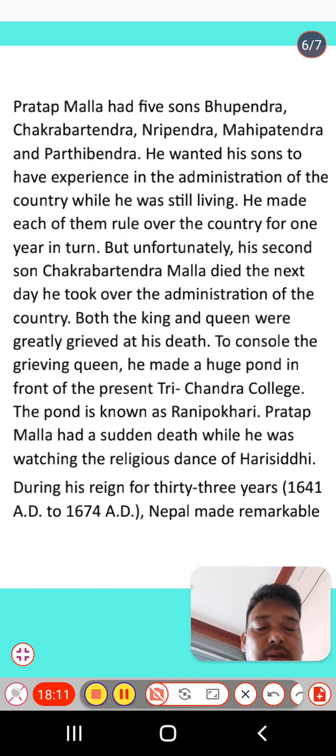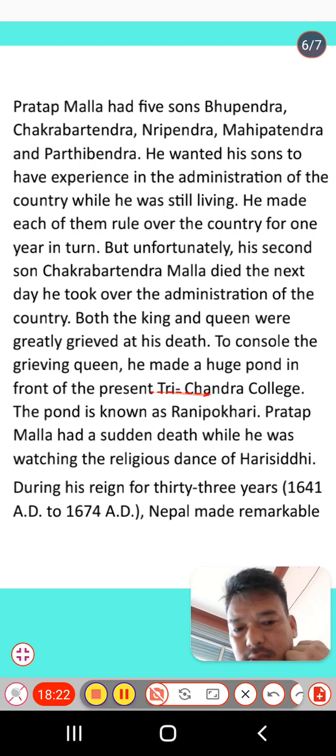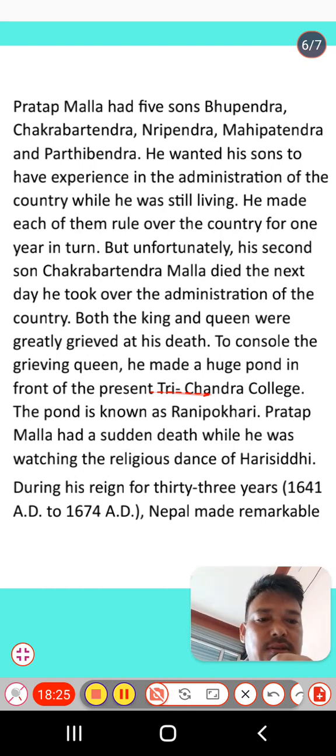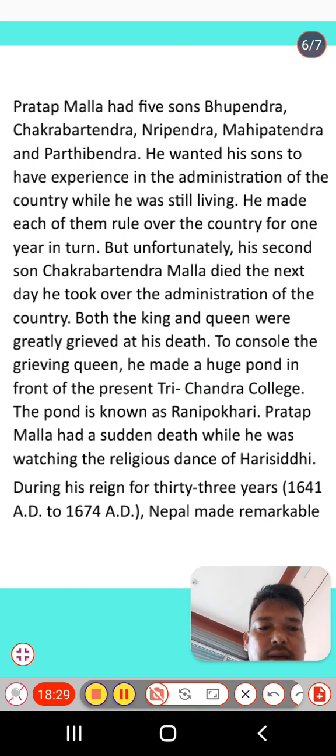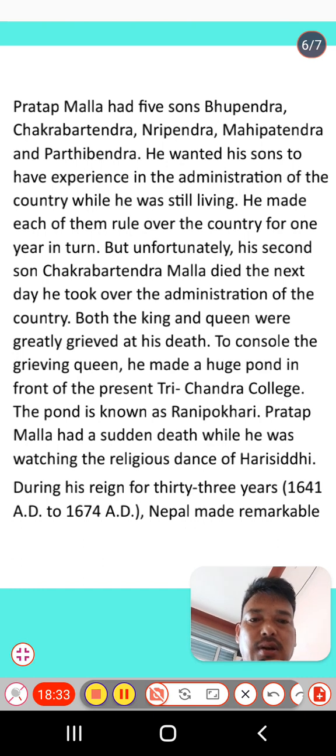Students, after the death of the son, both the king and the queen were very, very sad and in grief. And for that, to give condolence to the queen, the king built a big pond in front of Prithvi Chandra College. The pond is known as the Rani Pokhri. Later it was given the name Rani Pokhri. Nowadays it is also known as Rani Pokhri.